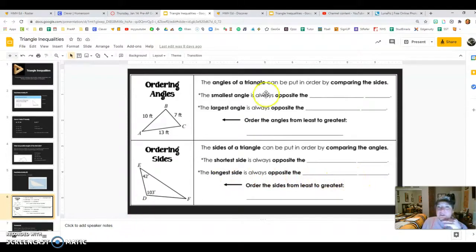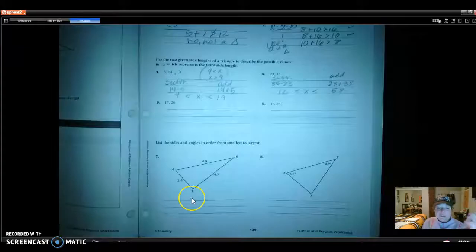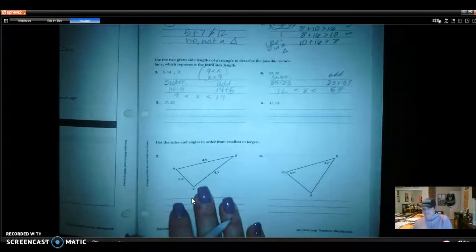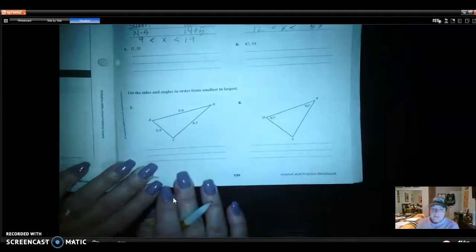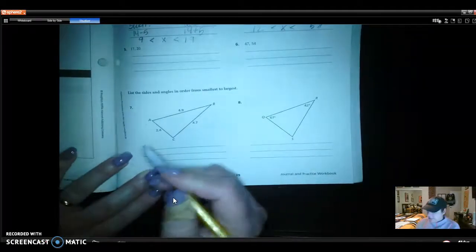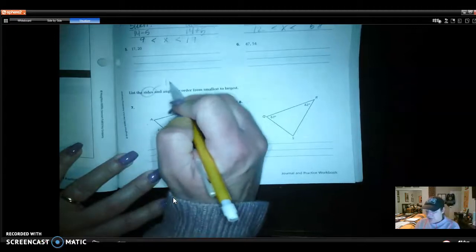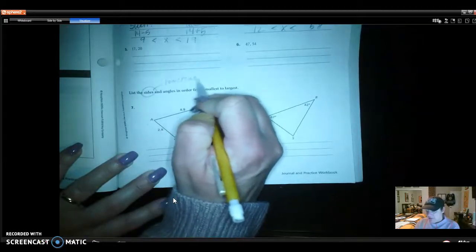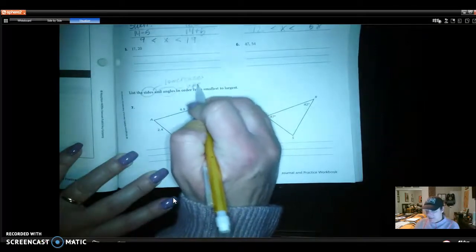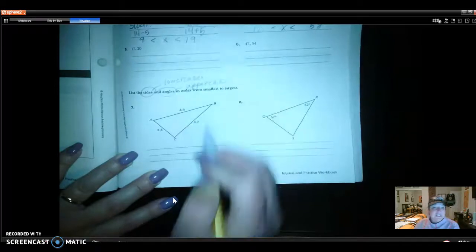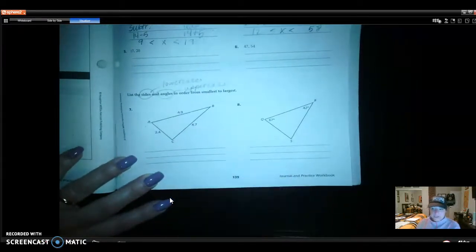Okay, so what does that look like in your workbook? What does that look like with problems? So let's go do number 7. Looking at number 7, move this up, get some shadows out of here. The first thing that I want to say really quickly is that when you list sides, you're going to use lowercase letters, and when you list angles, you're going to use uppercase letters. That's how you distinguish the two. That's what we do in geometry, okay?